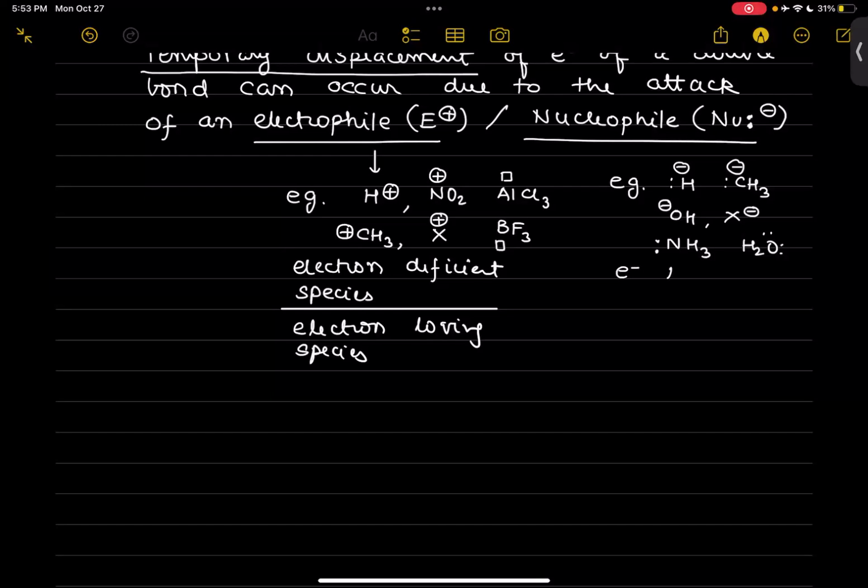Electron rich. Any molecule which is rich in electrons can lose its electrons, it can give its electrons. Got it? It can offer its electron to some other molecule to form a bond. So these are electron donating species.